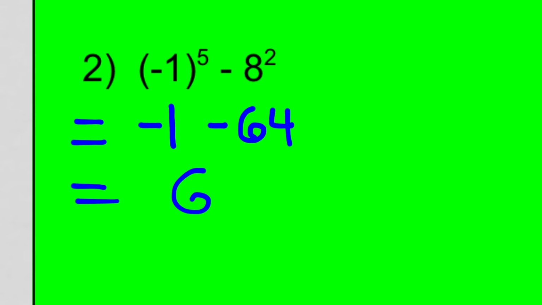Bring down the minus sign. Now, there's no parentheses around the 8 here, so this exponent 2 only applies to the 8, not the negative sign. So we'll do 8 times 8 is 64. Equal sign in front of the step. Okay, now I have a -1 and -64. The signs are the same, so I add them. And when I add up two negatives, my answer is negative. -65. Let's do another one.